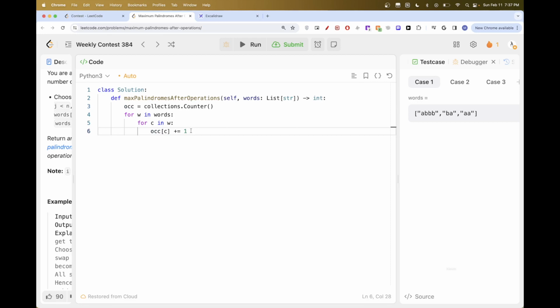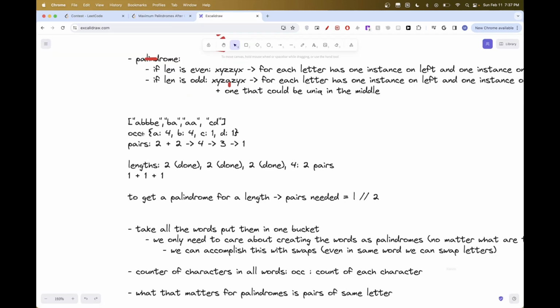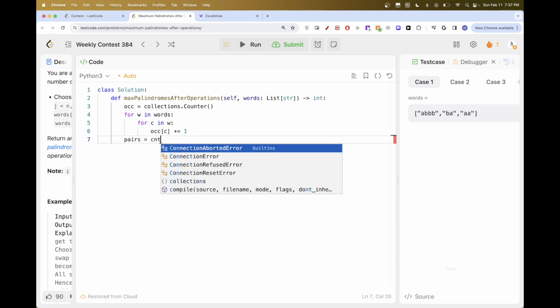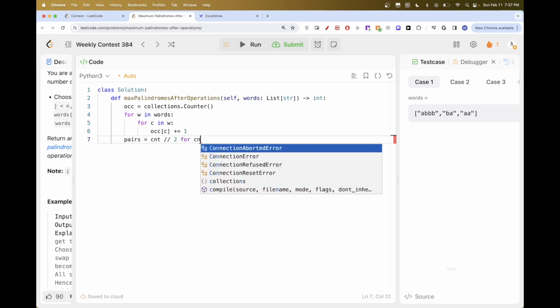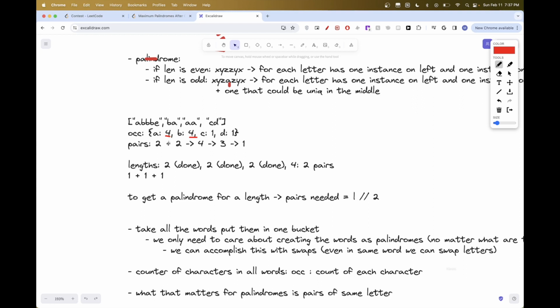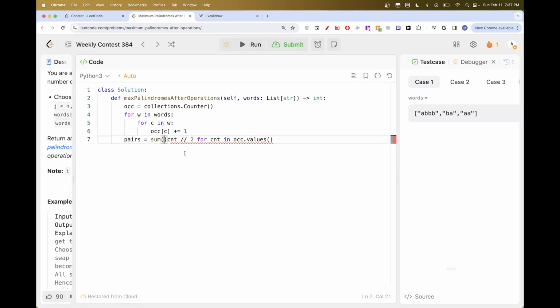And then what we need to do, we said, is we need to know how many pairs we have. The pairs are just, if you look at what we did here, for A we have 2 pairs, for B we have 2 pairs. So it's each count divided by 2. We take each count in the values of the occurrences and divide it by 2. But overall, how many pairs we have is the sum of these. That's what we did here, and that's what we will do like this.